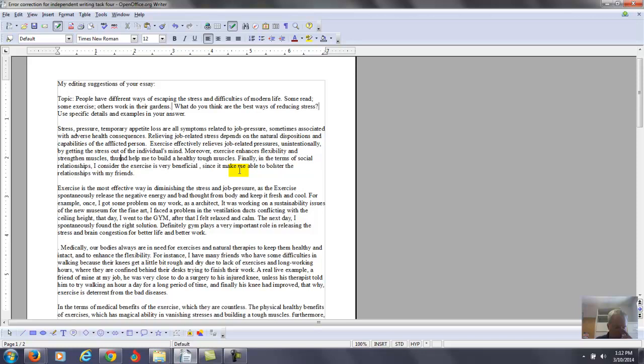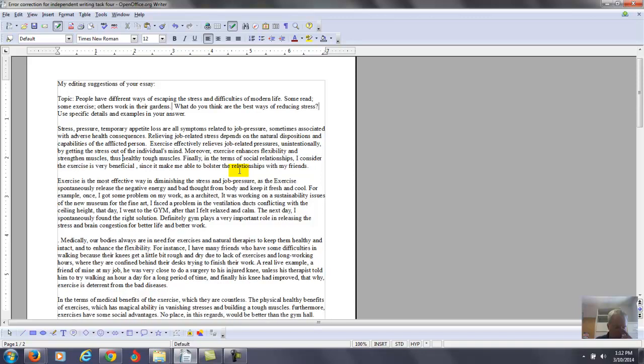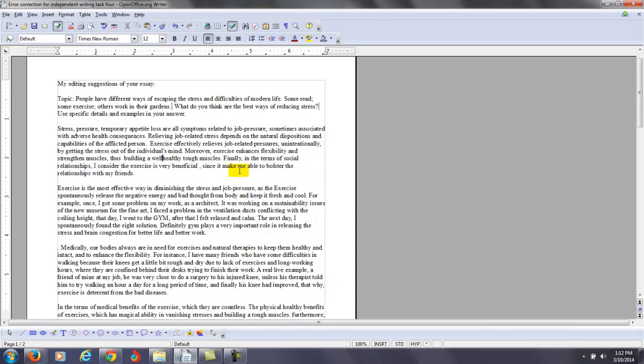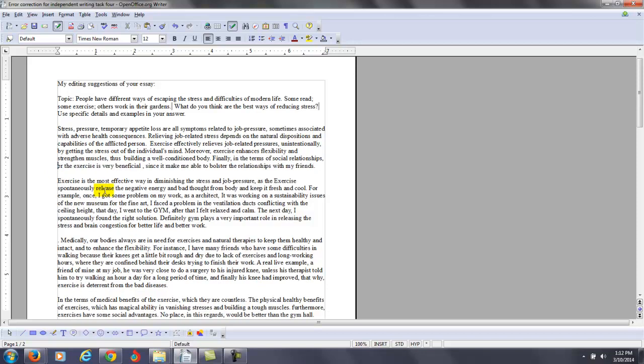So you have, finally, in terms of the social relationships. I like how you said that, in terms of. Usually we'll say in terms of, not in the terms of. In terms of social relationships, exercise since it's able to bolster, I don't think you have to say a lot of this. Well, if you just say this, exercise bolsters the relationship with others.